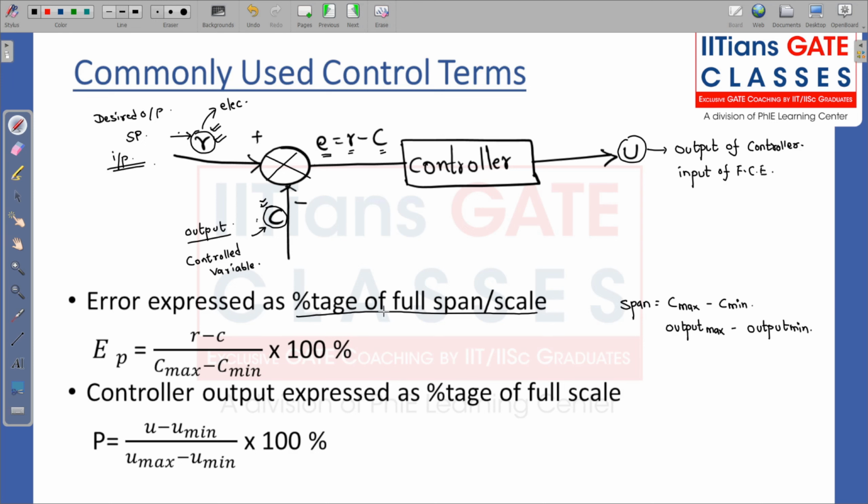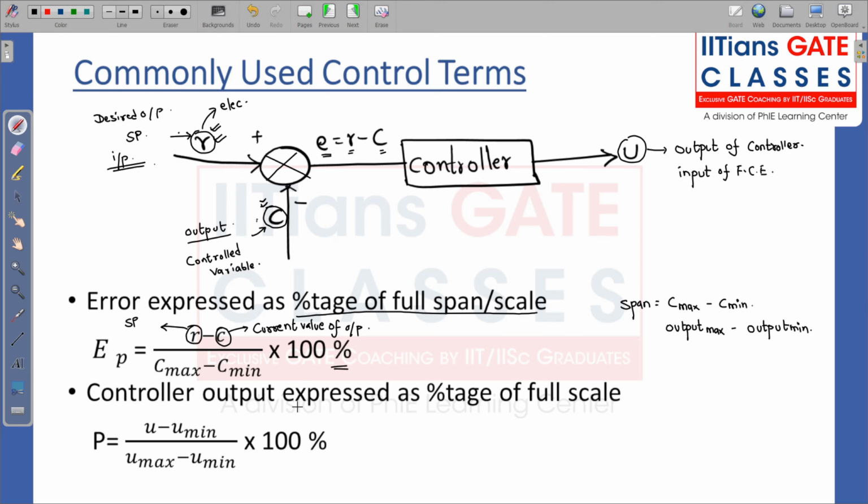So error expressed as percentage of full span or scale. If I want to express error, what we have over here is R, my set point, minus C, the current value of the output, divided by C max minus C min, into 100. So that is error expressed as percentage of full span or scale.